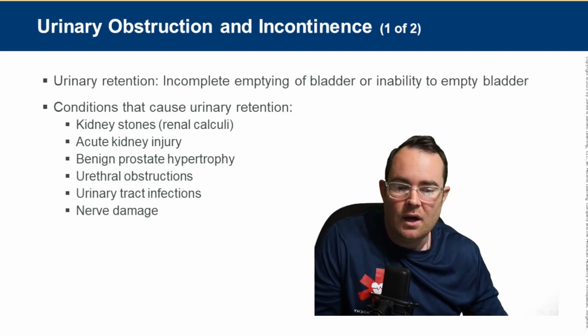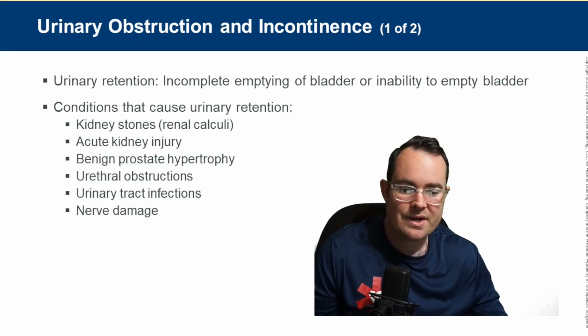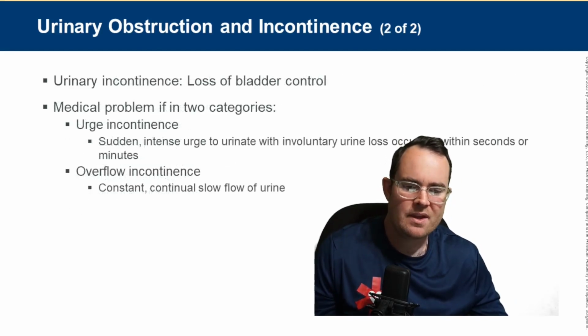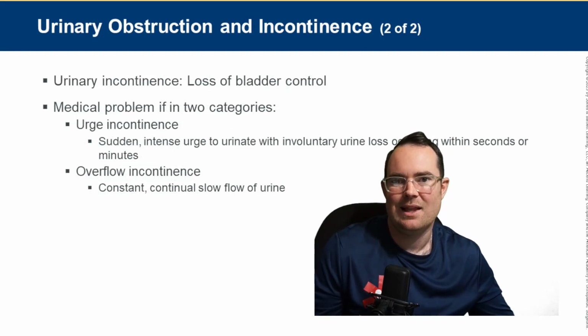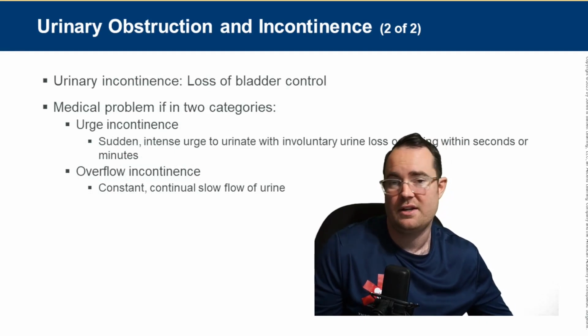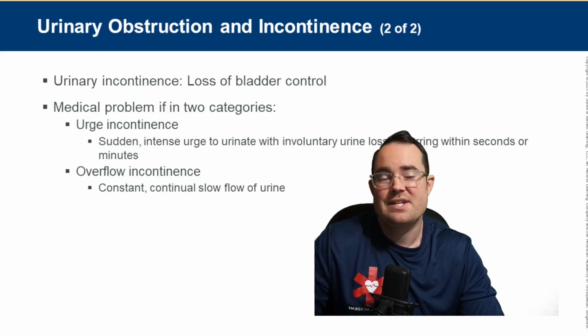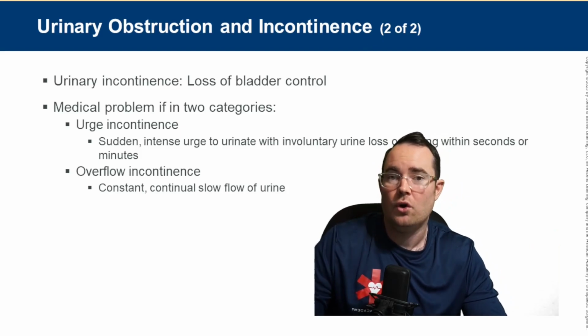That's what it is. Urethral obstructions, UTIs, nerve damage. So a lot of different reasons for urinary obstruction. Now, incontinence just means a loss of bladder control. So somebody who accidentally urinates on themselves. A lot of these patients have Depends or adult diapers once they have incontinence because they cannot control when they urinate.